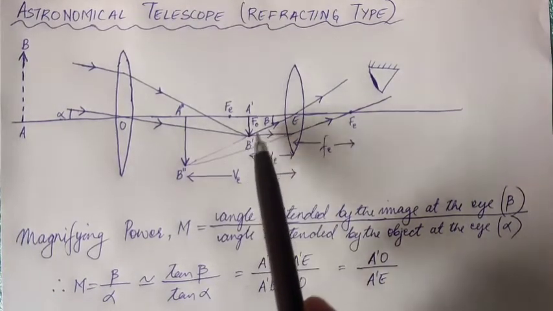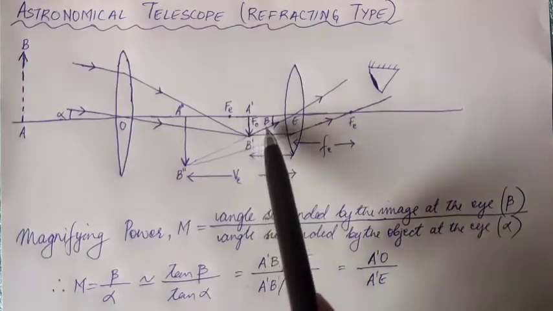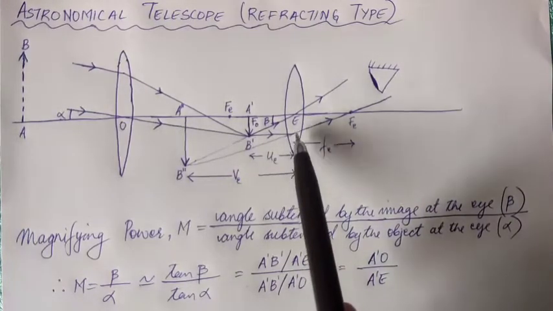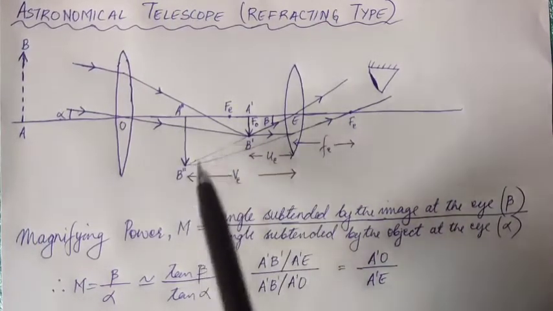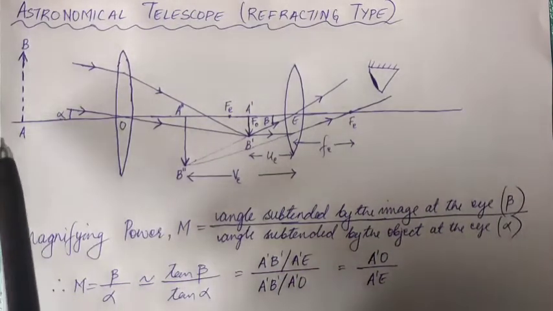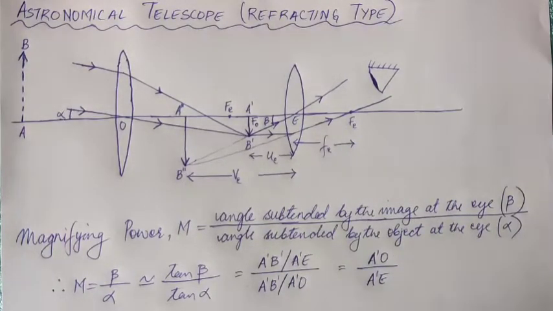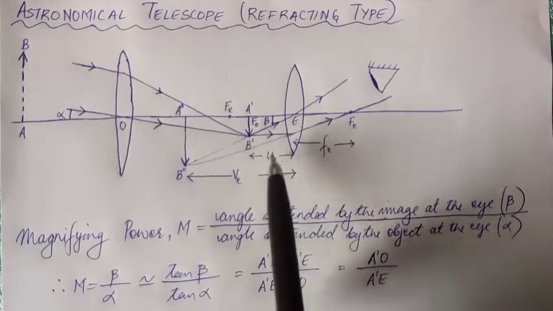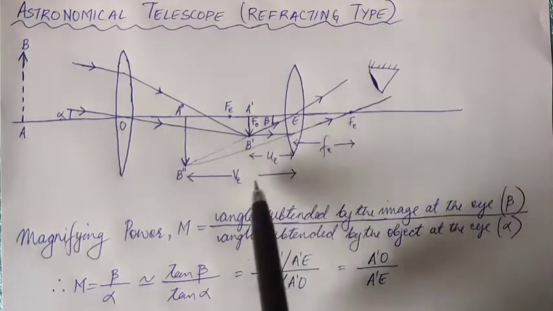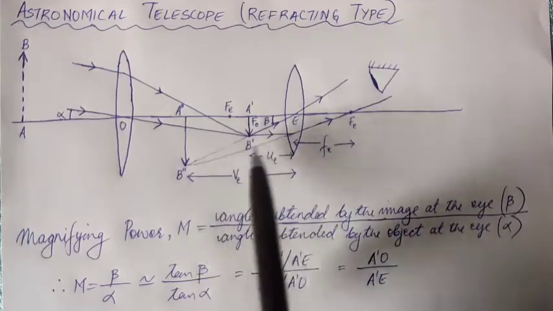Since A dash B dash is formed in between the optical center and focal point of the eyepiece, we get to see a virtual image A double dash B double dash formed by the eyepiece. This is the final image A double dash B double dash of our object AB at infinity, and this is what we get to see. UE is the object distance, and FE is the focal length of the eyepiece. VE is the image distance.